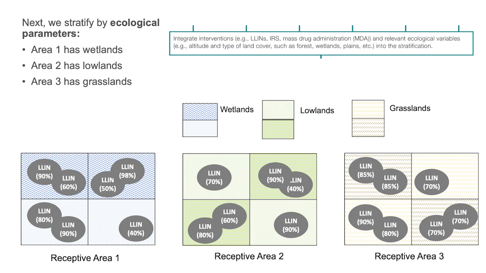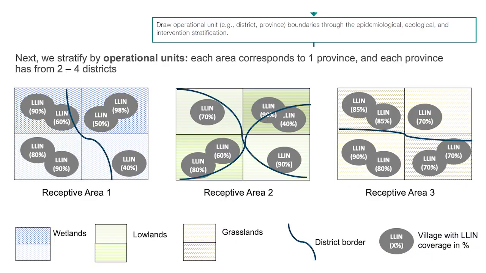We then also stratify by ecological zones. Here, Area 1 has wetlands in the high and low transmission zones. Area 2 has lowlands in both low and high transmission zones. And Area 3 has grasslands in both high and low transmission zones. Then we stratify by operational units. Operational units are important to map because of their role in planning and implementation of vector surveillance and control activities. In our example, each district oversees their own entomological surveillance activities. Each area corresponds to 1 province, and in each province there are between 2 and 4 districts.